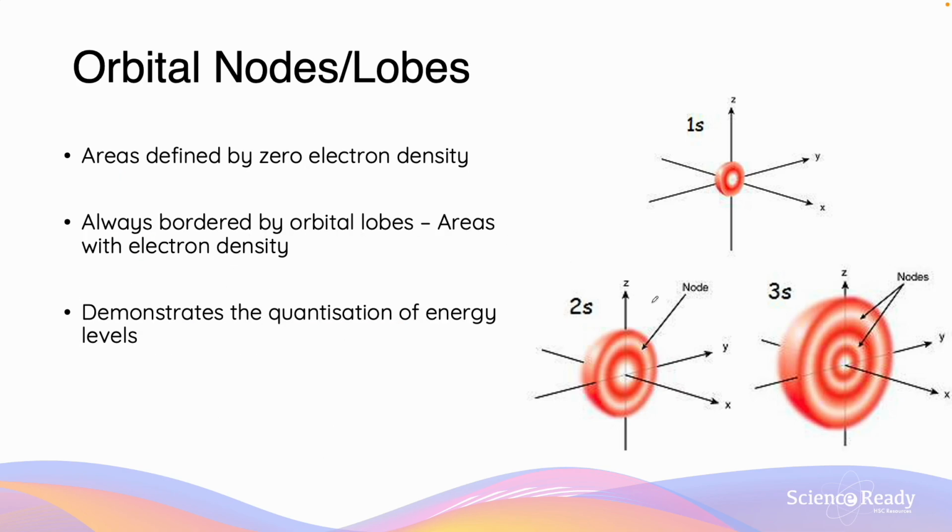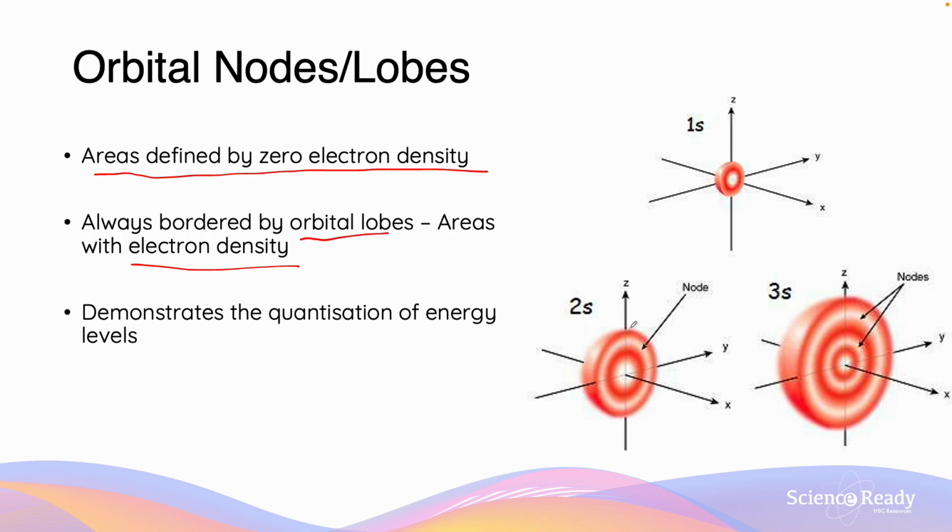If you look at the diagram on the right hand side, you might have noticed that there are these red shells and these white areas within them, and you can see that this is labeled a node. A node is an area defined by having 0 electron density, which means these are areas in which we cannot find any electrons. The way the diagram works is we can see the 1s lobe over here. A lobe is an area which does have electron density. We have the 1s lobe here in red, so if it was in the 1s orbital, we would find electrons in any of these areas over here.